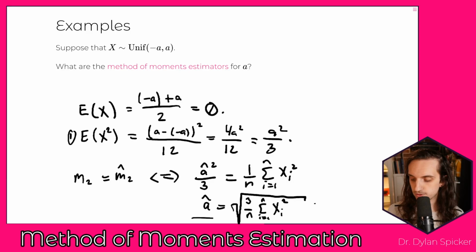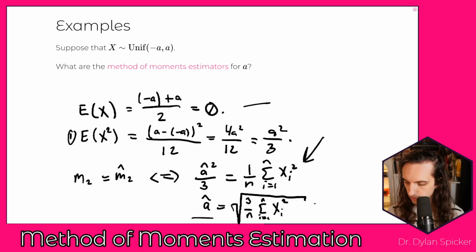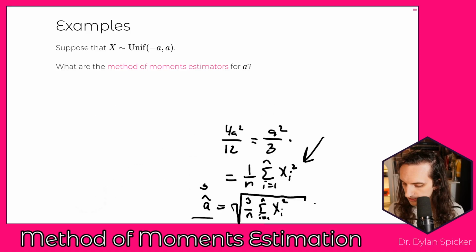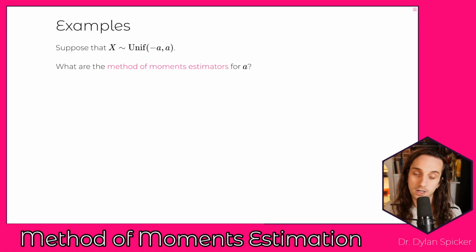It depends on the second theoretical moment because the first theoretical moment happens to be 0. We need to make sure that we have enough equations to solve for this, and in this case that meant using the second theoretical moment, even though our parameter is only one-dimensional.